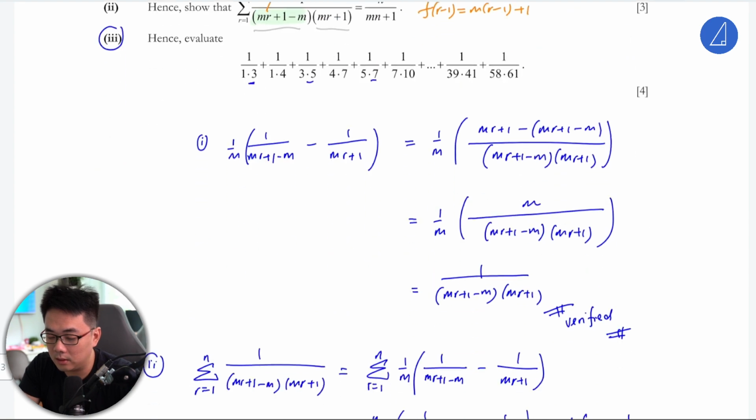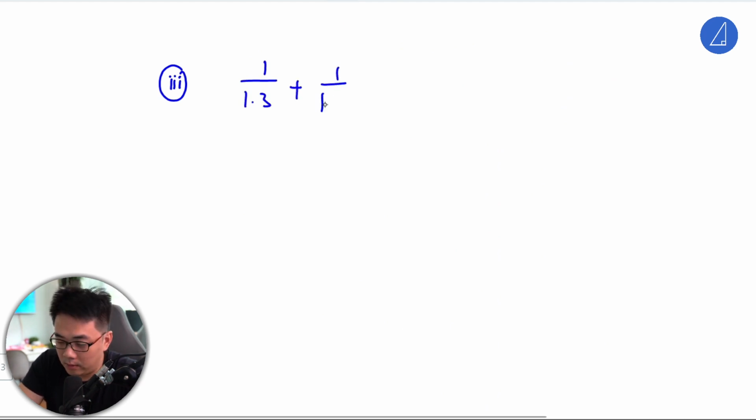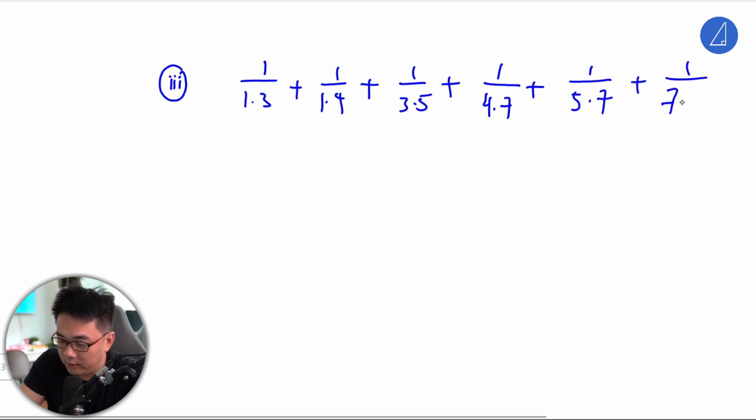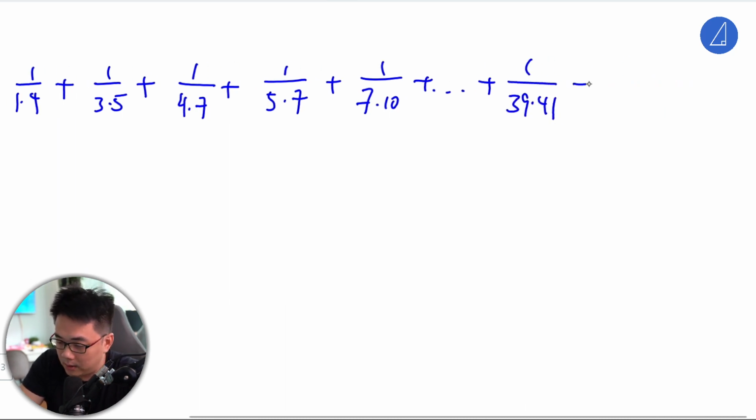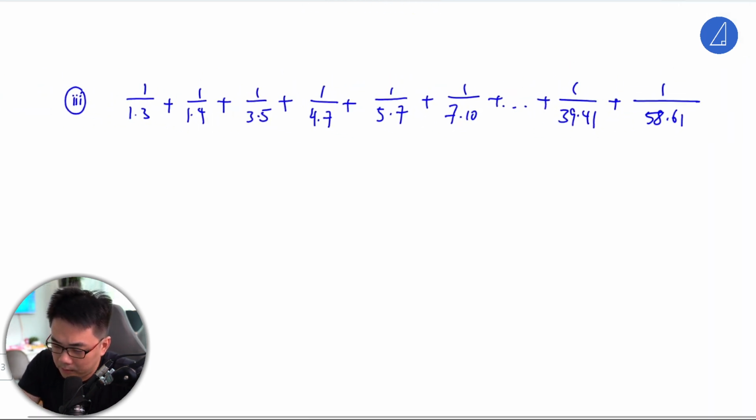Okay, so this is what I'll do. I'll just bring this number 3 down. I know that I've got 1 times 3 plus 1 4 plus 1 3 5. You can just write the summation out. Then plus 1 5 7 plus 7 10. Then the last n here will be 39 times 41 plus 1 over 58 times 61. Okay, great. So in this case here, I could write the summation.